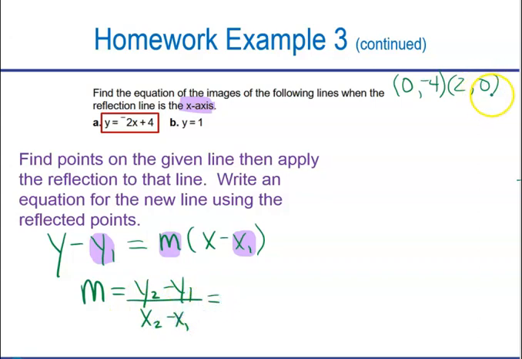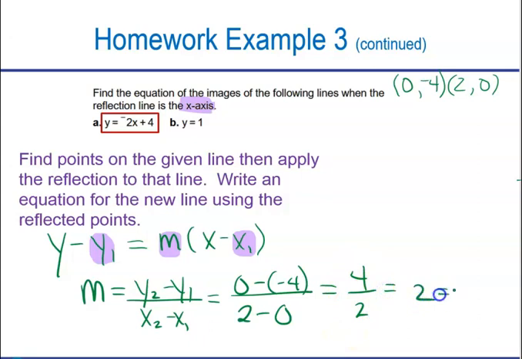So y2 over here is 0, minus y1, which is negative 4, divided by x2, which is 2, minus x1, which is 0. Make sure you're comfortable with how I plugged in there. So again, 0 minus negative 4 because y's go on top, and then 2 minus 0 because x's are subtracted in the denominator. It gives me positive 4 over 2, so my slope is 2. So I'm going to use that for my m value.